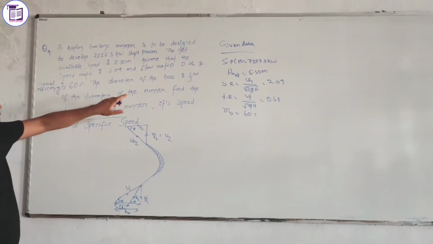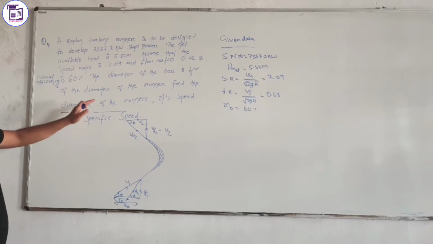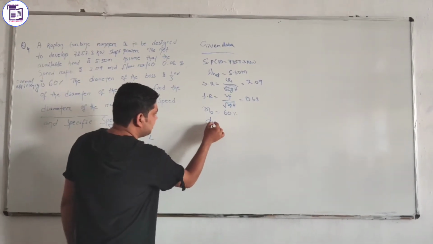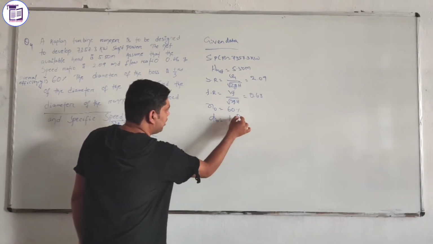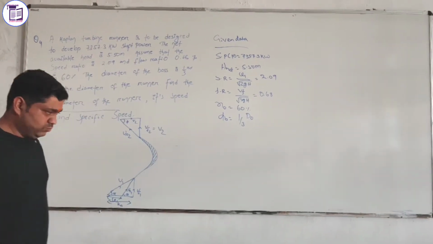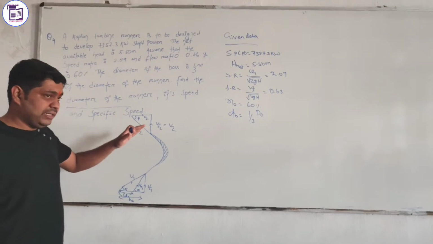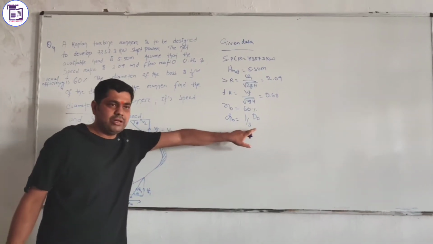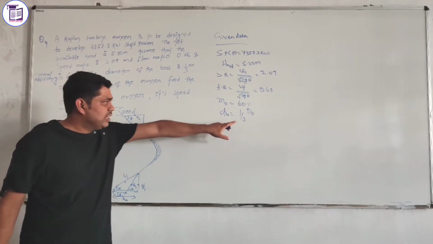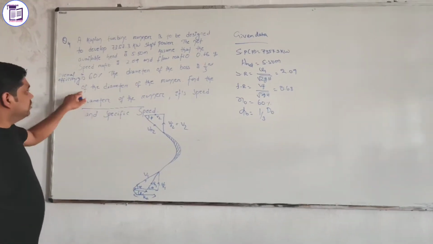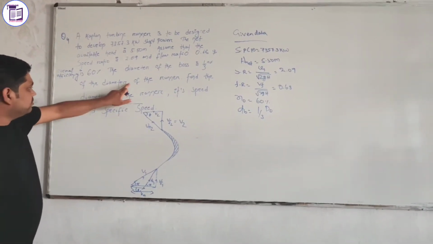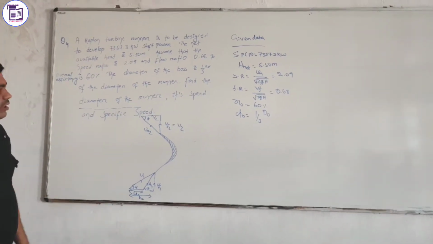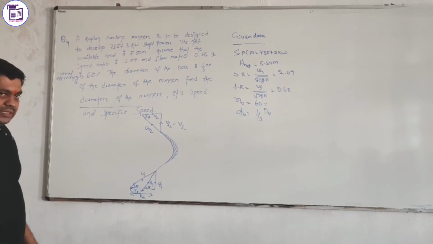The diameter of the boss is 1/3 of the diameter of the runner. What does the boss diameter mean? dB is given as 1/3 of the outer diameter. If you look at the Kaplan turbine, there is a dB, which is called the boss diameter or hub diameter. That is 1/3 of your outer diameter Do. You have to find Do. Find the diameter of the runner, its speed and specific speed.